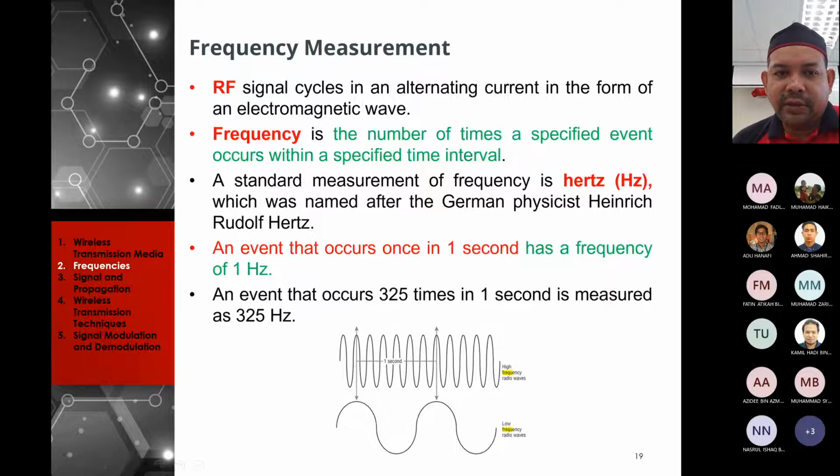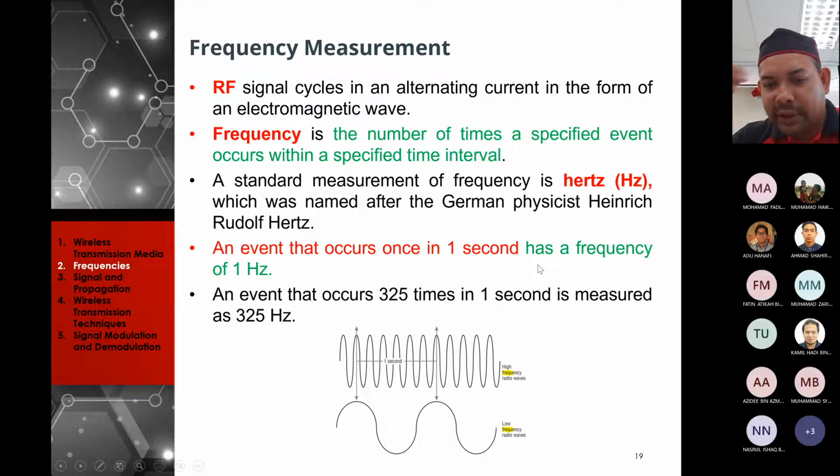Okay, untuk frequency measurement, guna Hertz tadilah. Rudolf Hertz. Okay, German scientist, German physicist. So RF signal cycle in alternating current in the form of an electromagnetic wave. Frequency is the number of times a specified event occurs within a specific time interval. A standard measurement of frequency is Hertz, Hz, Z kecil, H besar, which was named after the German physicist Heinrich Rudolf Hertz. An event that occurred once in 1 second has a frequency of 1 Hertz.